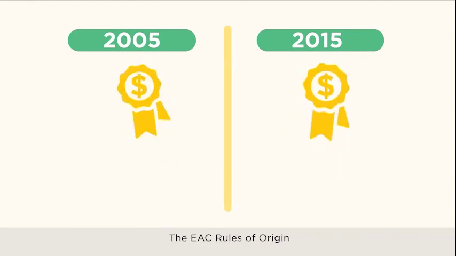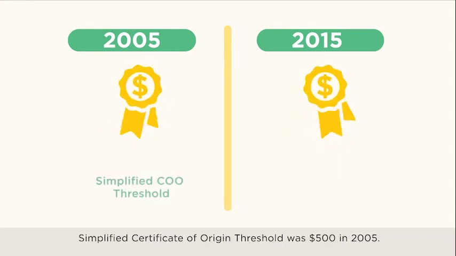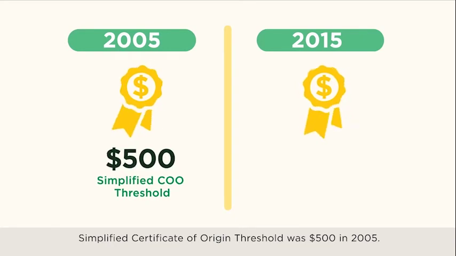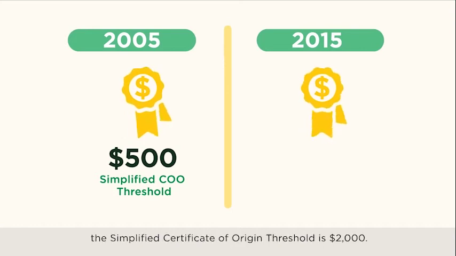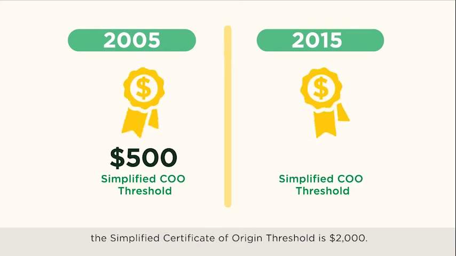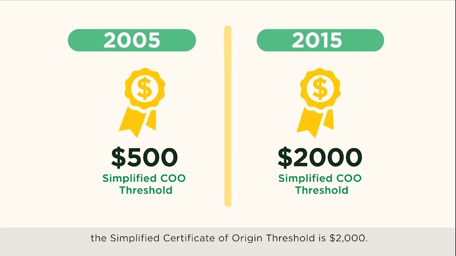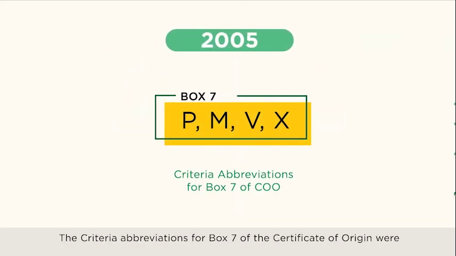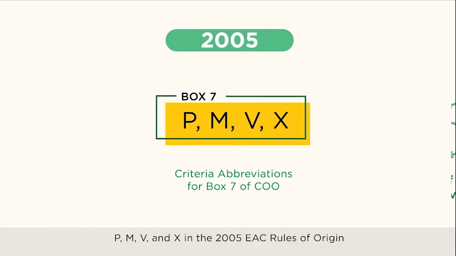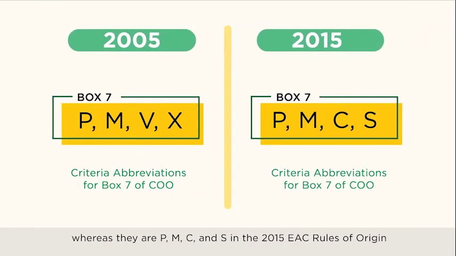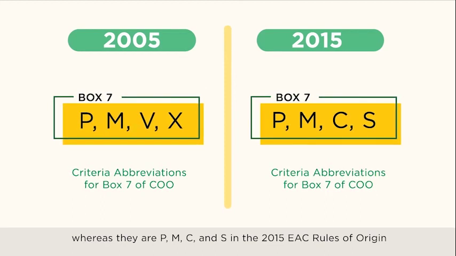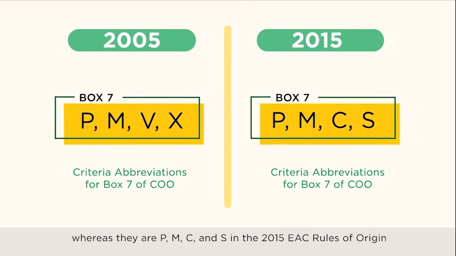The EAC Rules of Origin Simplified Certificate of Origin threshold was $500 in 2005, and in the 2015 Rules of Origin, the Simplified Certificate of Origin threshold is $2,000. The criteria abbreviations for Box 7 of the Certificate of Origin were P, M, V, and X in the 2005 EAC Rules of Origin, whereas they are P, M, C, and S in the 2015 EAC Rules of Origin.